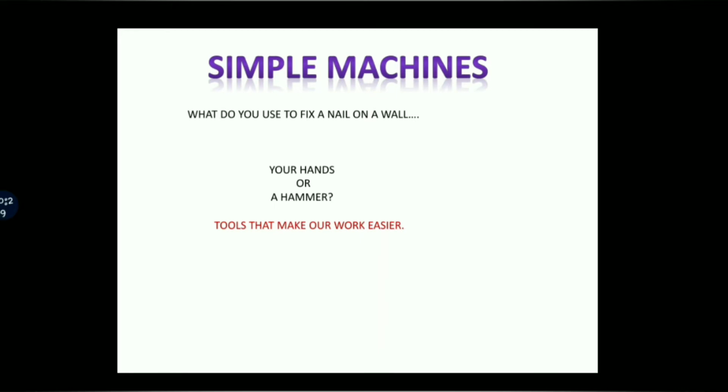The tools that make our work easier, all these are machines. Now in this case you can see a hammer is there. It makes our work easy. So that is a machine only. So like a hammer, we use many tools in our everyday life. And all these tools make our work easier as well as faster. So all these tools that make our work easy and faster, these are known as machines.